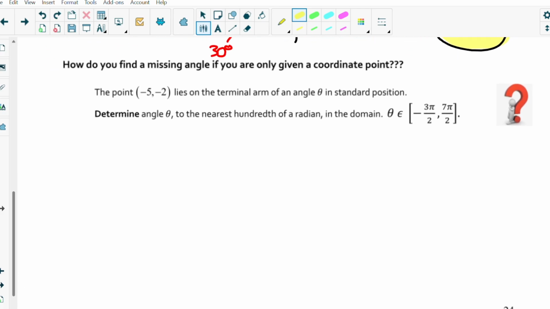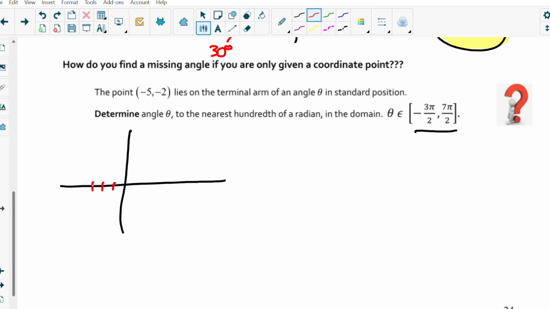Okay, last one. How do you find a missing angle if you're only given a coordinate point? Okay, let's try this. The point -5, -2 lies on the terminal arm of an angle theta in standard position. Determine angle theta to the nearest hundredth of a radian in the domain theta is an element of -3 pi over 2 and 7 pi over 2. Okay, if I map this out, folks, 1, 2, 3, 4, -5, -2. That's my point right there. That's clearly in quadrant 3.